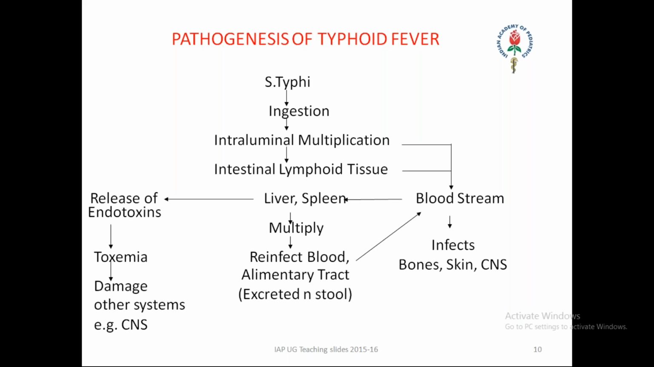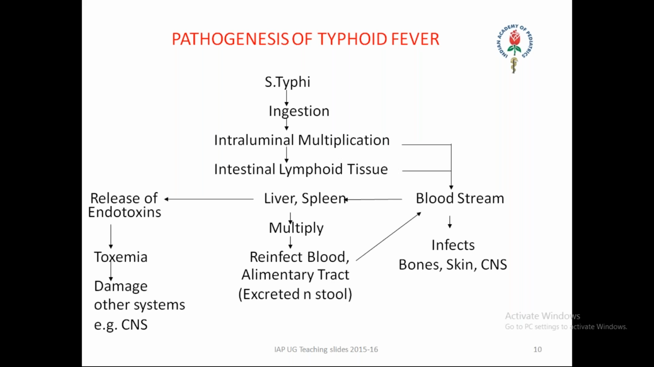nervous system. From the liver and spleen, it can multiply several times, and it can reinfect the blood, alimentary tract, or be excreted through stools. And from the liver and spleen also, release of endotoxins occurs, leading to toxemia and damage to other systems, for example the central nervous system.